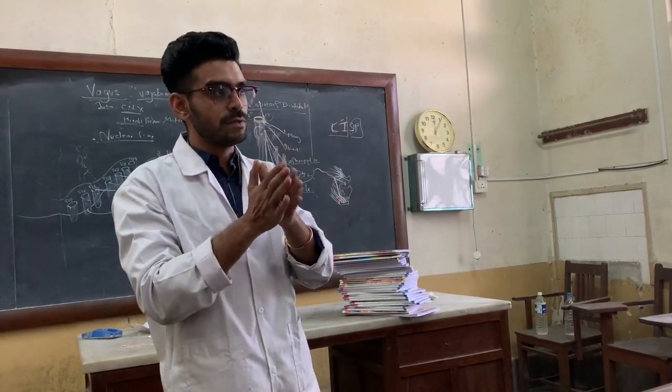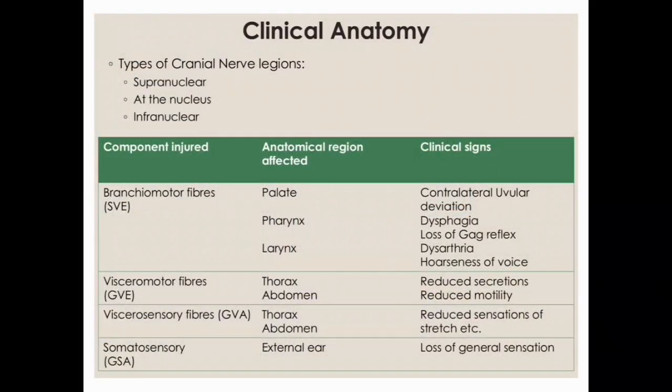Correct? Fair enough? Okay. Now, when we discuss the clinical anatomy of any cranial nerve, before we even start that, let's understand the different types of cranial nerve lesions. In one classification, we can classify them as supranuclear lesion, lesion at the level of the nucleus, and infranuclear lesion. Let's try to understand the gist of what this means.